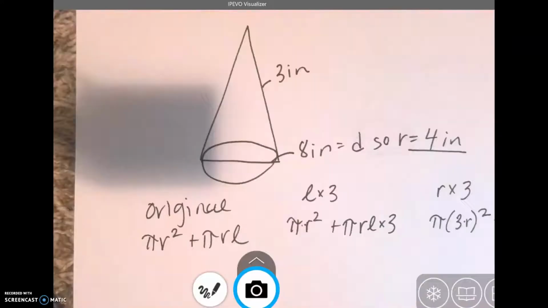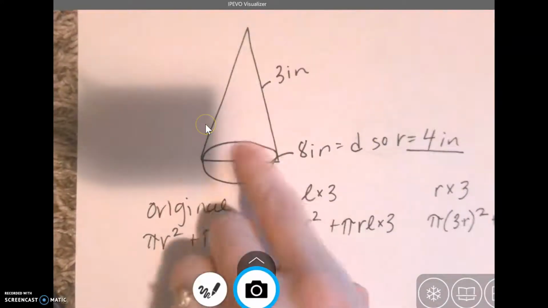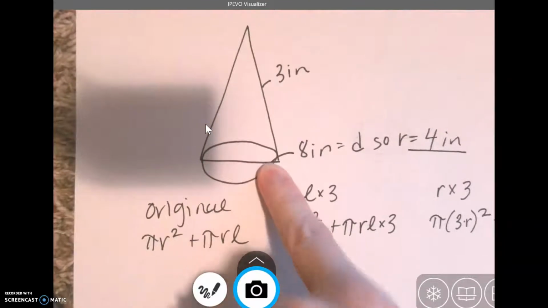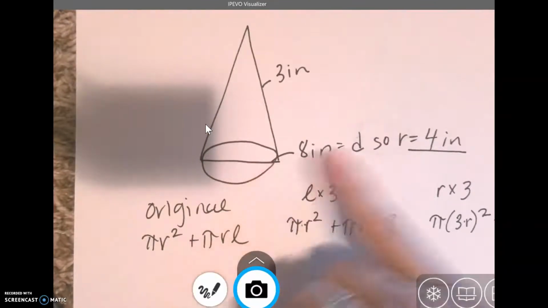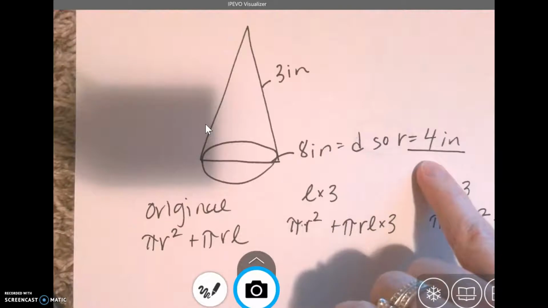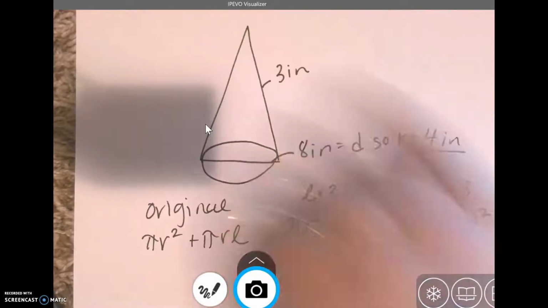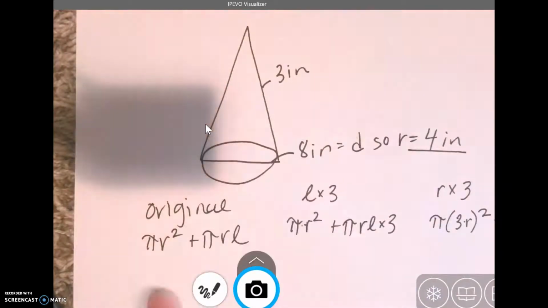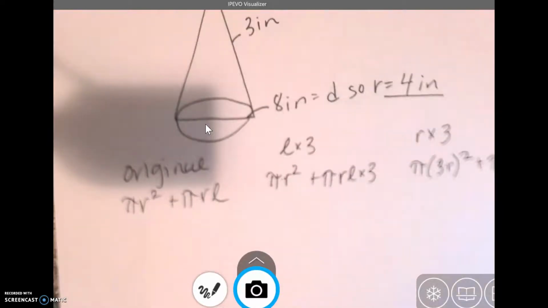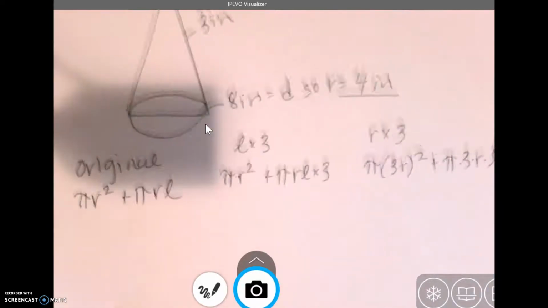So I drew a quick picture of that, and it told me the diameter was 8, and that means it goes all the way across. So we need to make sure that we cut that in half and use a radius of 4, and then I've got my slant height of 3. So the original formula would be here.